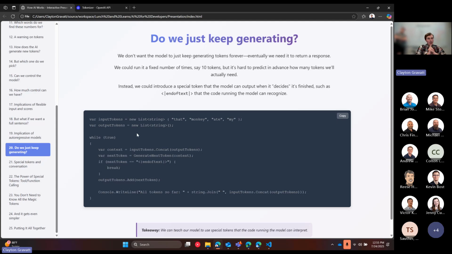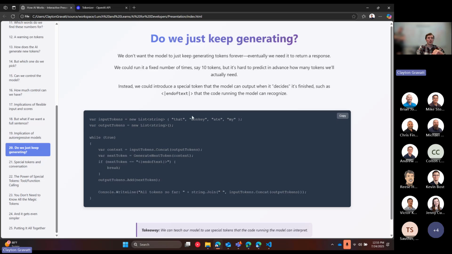So instead of having a fixed amount or letting it go forever, we can introduce a special token, just as part of its vocabulary, just like any other word, that the model can output when it decides it's finished. Think of this like giving it a special period at the end of a sentence that it knows how to output, that the code running the model can recognize. So I've made up one, here it's called end of text.